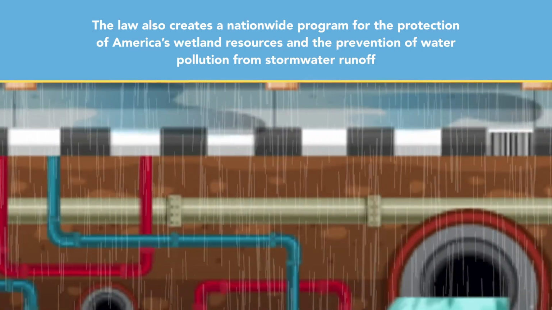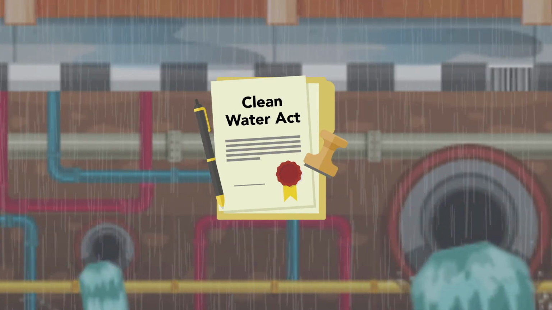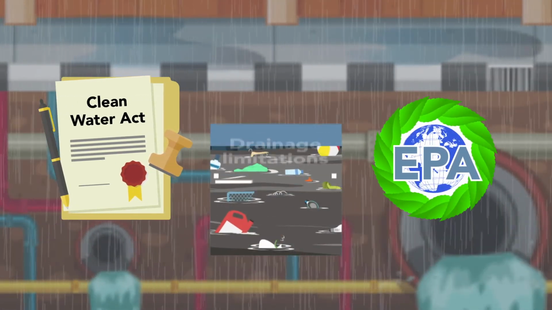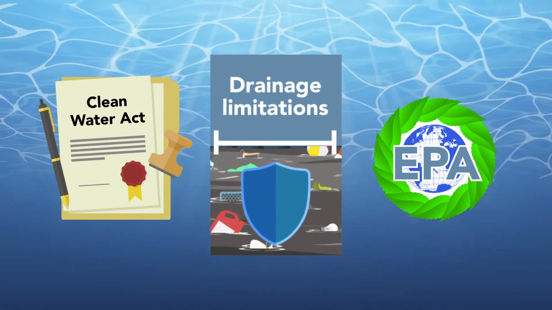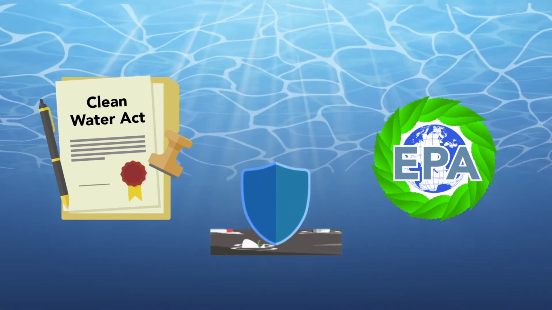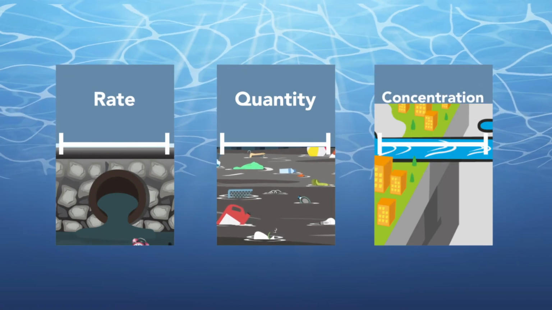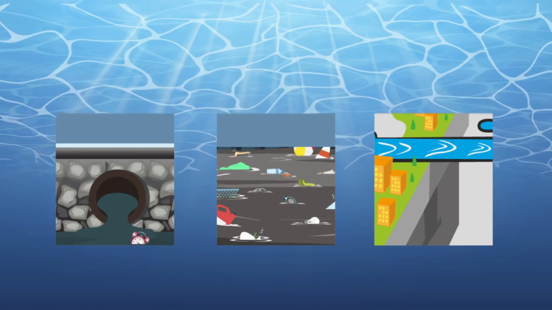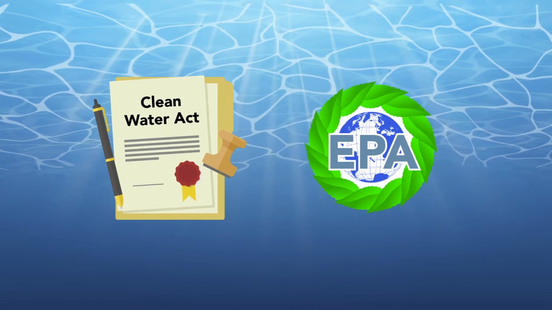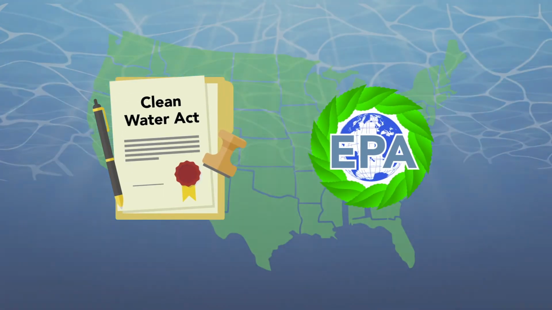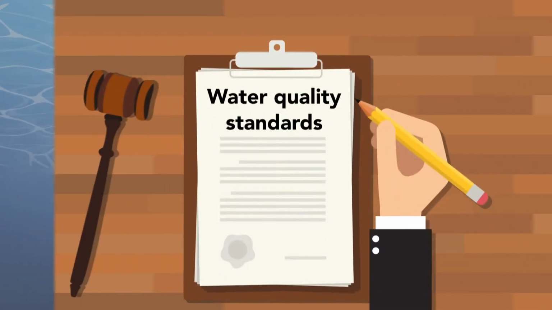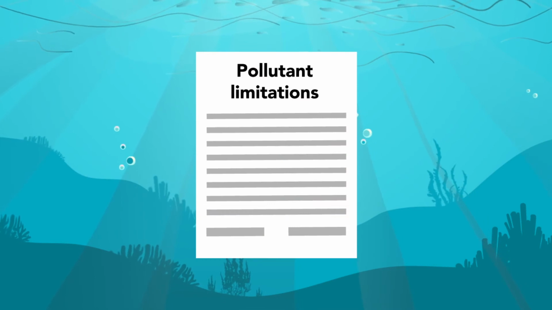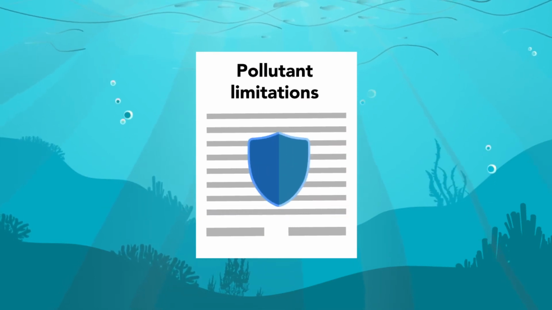from stormwater runoff. The Clean Water Act requires the EPA and the states to develop and enforce drainage limitations to help protect waters. These limitations are on the quantity, rate, or concentration of a pollutant that is coming out of the point source. The Clean Water Act authorizes either the Environmental Protection Agency or the individual states to set clear water quality standards that help experts determine what pollutant limitations should be applied to properly protect a body of water.